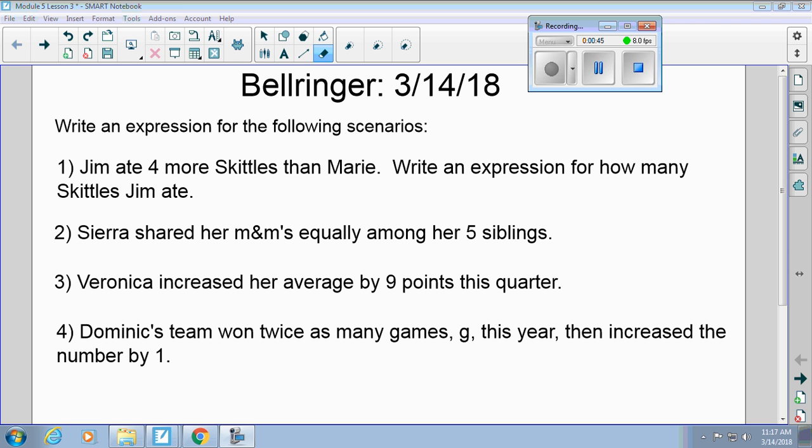They're like, Jim ate 4 more Skittles than Marie? Wow! They wrote the expression, wow. That's a different kind of expression, okay? So anyway, I'm just kidding. An algebraic expression is what we're looking for.